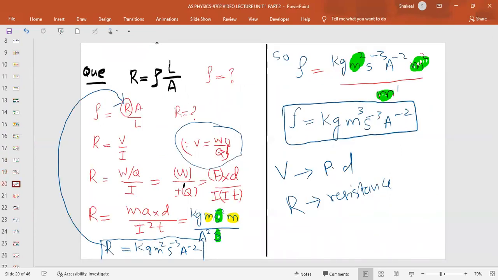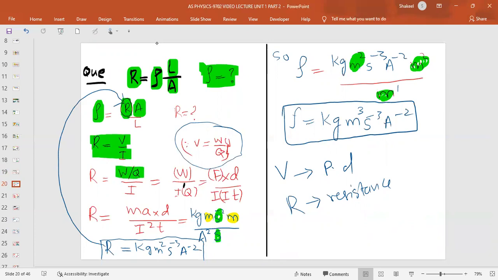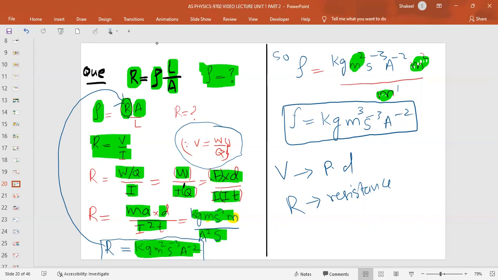Okay, another question, R equals rho L by A. You have to find the unit of rho, which is resistivity. So make rho the subject, and then you don't know the unit of R and A, so you have to work out R separately. It is done over here. R is V over I. V is work done per unit charge, and I is current. So this is work over current into charge, and work is force into distance, and charge is IT. You keep on simplifying. For force, it is MA, and the rest is simplified. Then put in the units, so you get the unit of R over here.